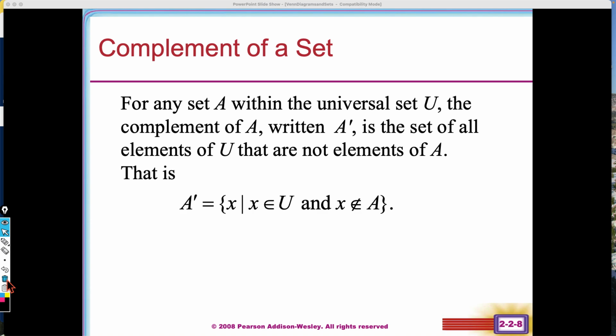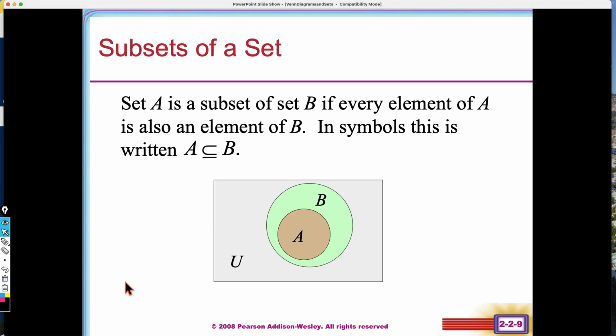But again, we'll get there by working through it together. We can also have sets that are contained within another set. We call those a subset, right? Does that kind of make sense? A is a subset of B, and we can use this symbol for subset.